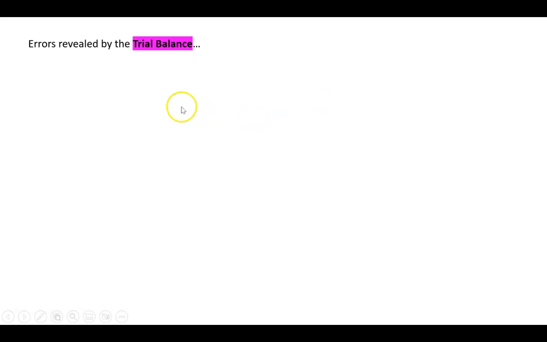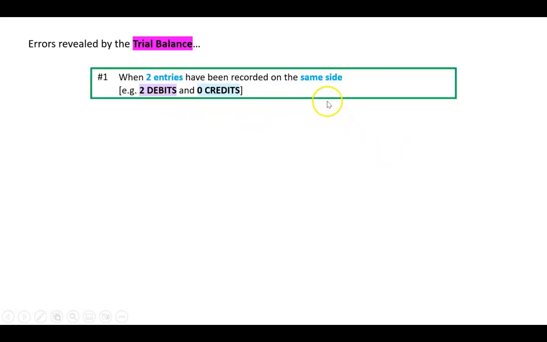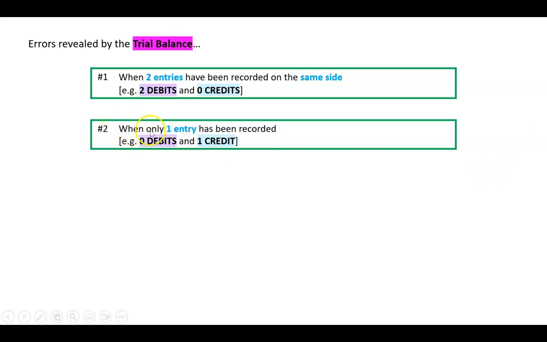And that's kind of true, because a trial balance will reveal the following errors if two entries have been recorded on the same side. So for example, if I did two debits and forgot to do a credit, well, my trial balance wouldn't balance and I'd go, something's wrong, I need to fix it. What else? Maybe only one entry has been recorded, so I forgot to record the debit, but I did record the credit. So my trial balance would be out and I could go and find that error.